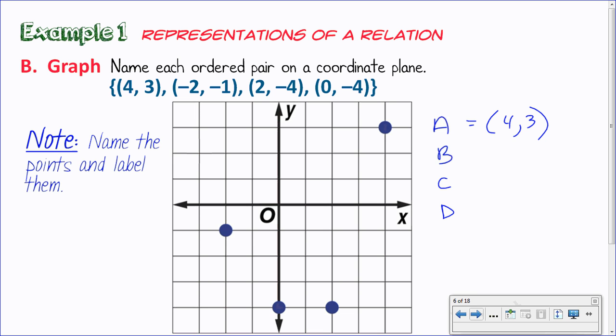So now let's locate it. Start at the origin. Go where? No. Don't tell me over. Over doesn't tell me direction. Right? 1, 2, 3, 4. Then up 3. Point A right there.